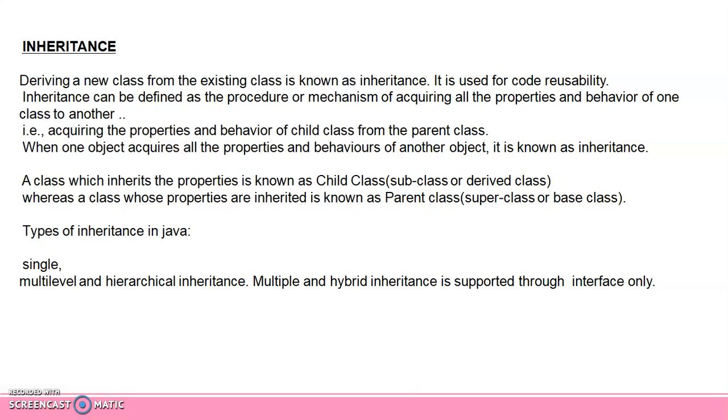In inheritance there are five types: single, multi-level, multiple, hierarchical, and finally hybrid inheritance. So five types of inheritance are present in the concept of inheritance. Of these five, two, multiple and hybrid inheritance, are only supported through interfaces.